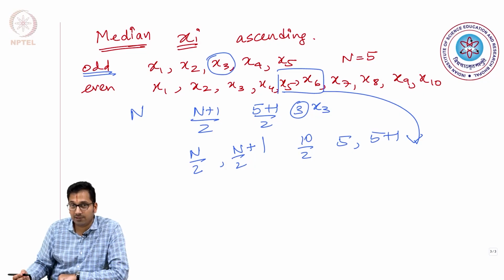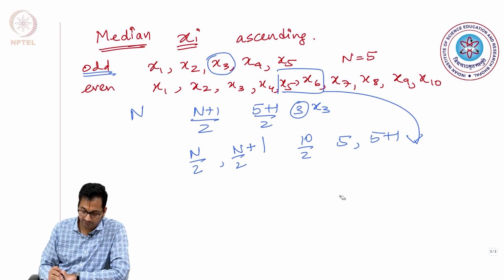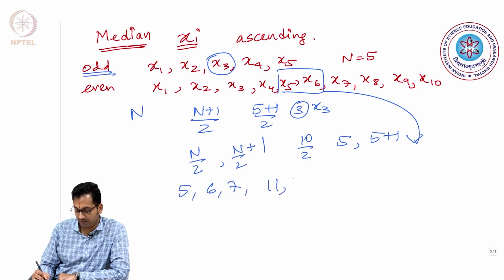Why is this important? Not always are you going to have a case where all numbers are equally represented. Let us take some examples where you tend to have a few measurements done in this way: 5, 6, 7, 11, 12, 13 and 15.